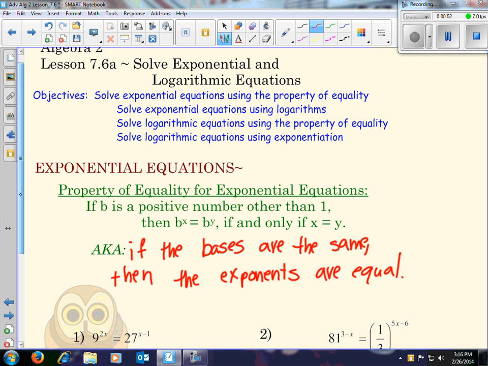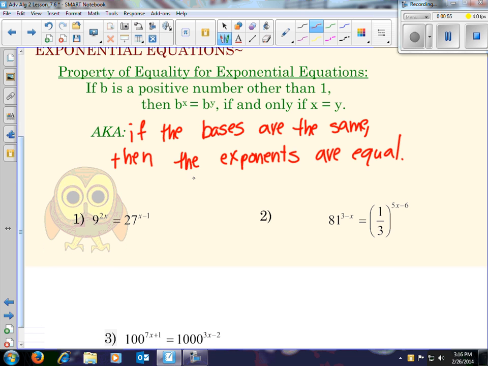So, for our first example, we have 9 to the 2x equals 27 to the x minus 1. Now, what we need to notice is that 9 and 27 are our bases, and they are not the same. So I'm going to do my factor tree to make them primes. 9 goes to 3 and 3, 27 goes to 9 and 3, and then 9 goes to 3 and 3. So I'm going to replace 9 with 3 squared. So I have 3 squared to the 2x equals, now 27 is 3 cubed, so I have 3 cubed to the x minus 1. Now I have same bases.